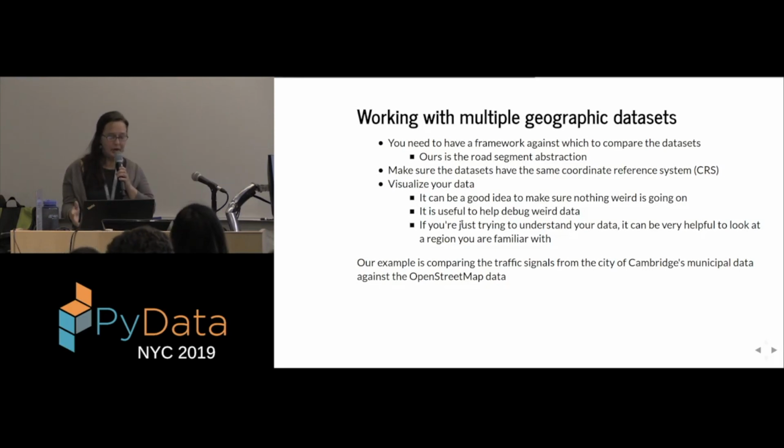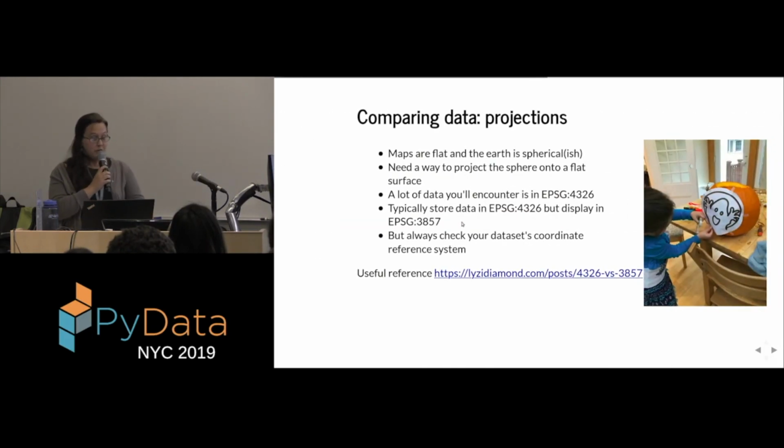So our example is comparing the traffic signals from the City of Cambridge's municipal data against the OpenStreetMap data. So first, you need to make sure that they have the same projection. When we're working with maps, they're flat and the Earth is spherical-ish. And so you need a way to project all of the things on the surface of the Earth onto a flat surface. And when you do that, you're going to be introducing some sort of distortion. You can see the picture of my daughter introducing some distortion into that ghost on the pumpkin. And since you're introducing distortion, you need to have it be a consistent distortion. And so that's why you need the same projection for everything you're working with.